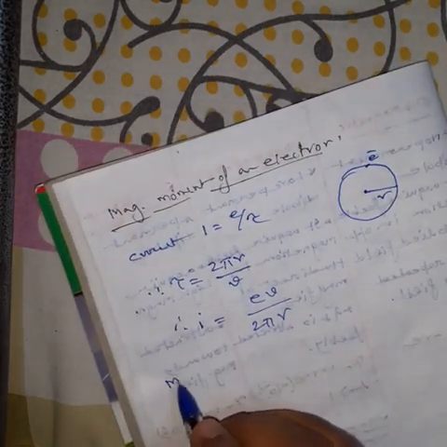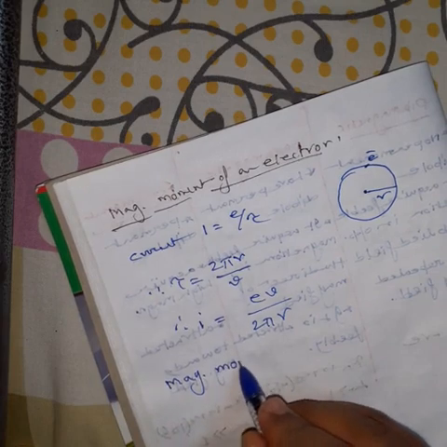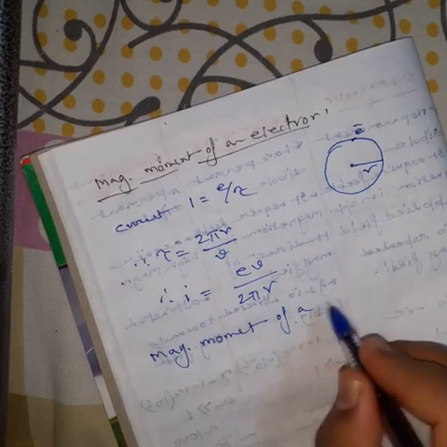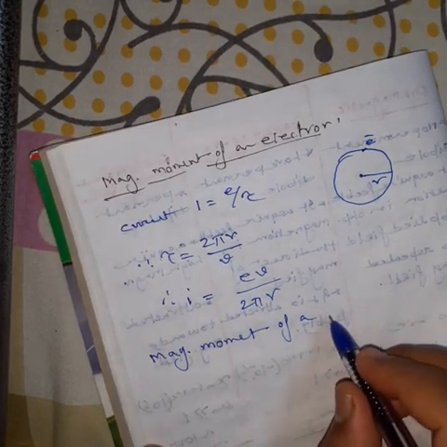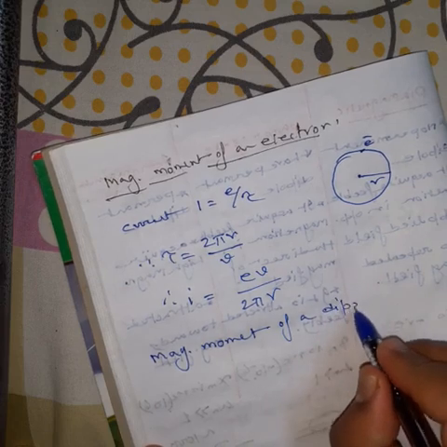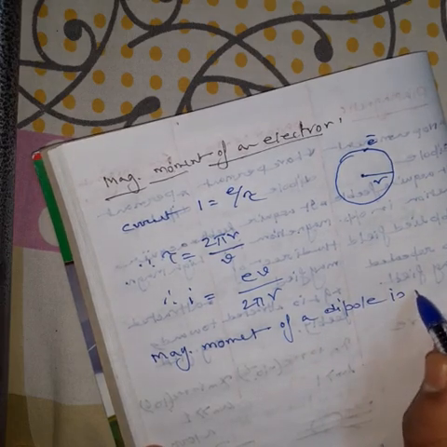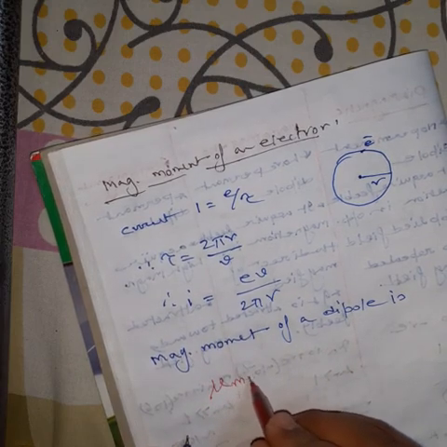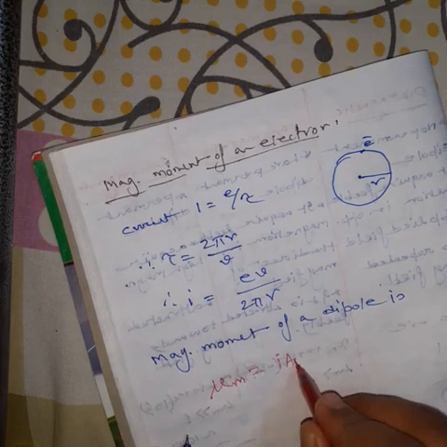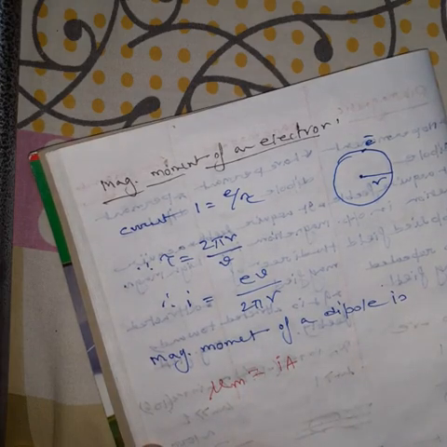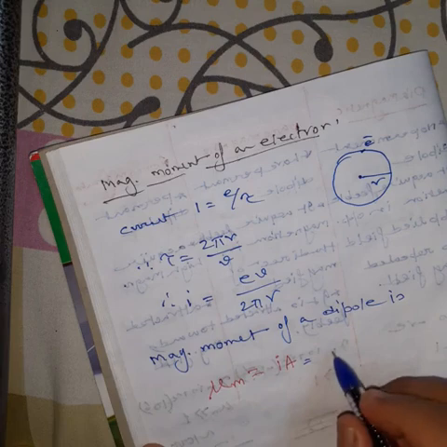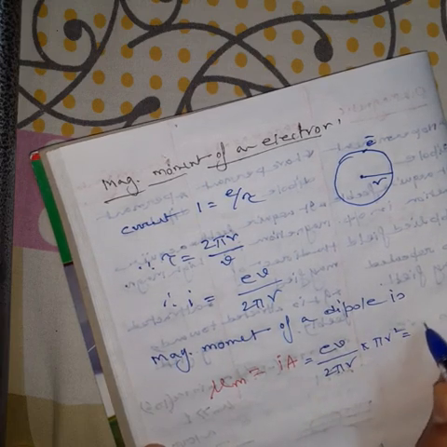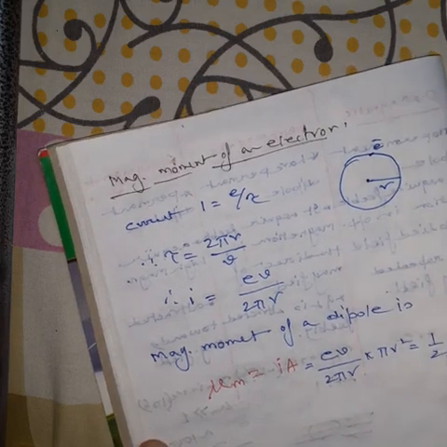So the magnetic moment of a dipole, remember this, is given by mu m equal to current into area. So mu m equal to current into area. This is ev divided by 2 pi r, into pi r square. So this is half evr.